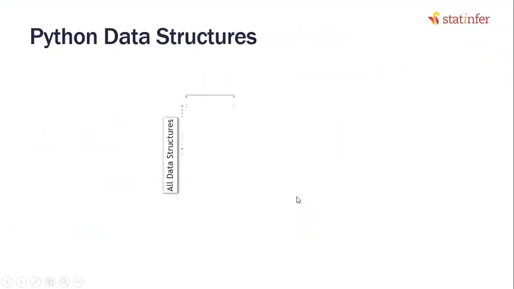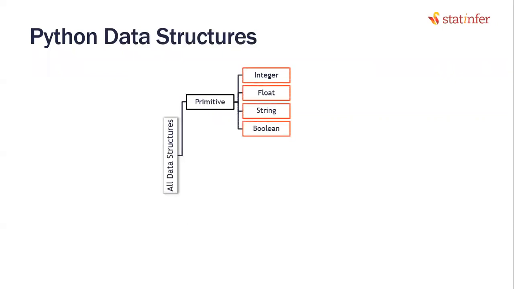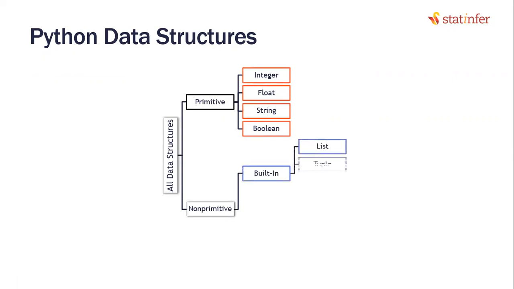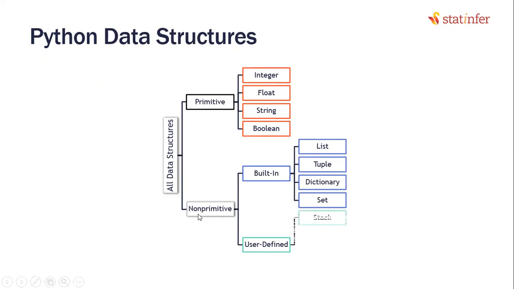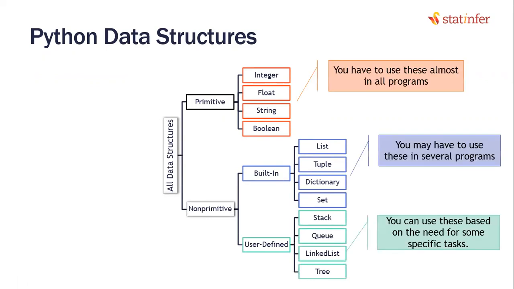There are three different types of data structures in Python. Those are primitive data structures, and within primitive you have integers, float, string, boolean. We're going to see what these are. And then non-primitive, a little more complex ones, within them you have built-in ones: list, tuple, dictionary, set. And then user defined, you can define these non-primitive ones like the more complex ones: stack, queue, linked list, tree, and all that. Okay, you can work with this.